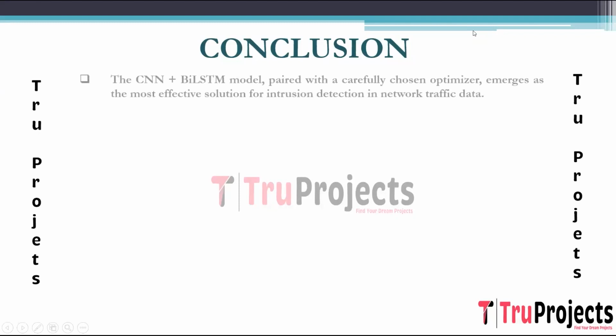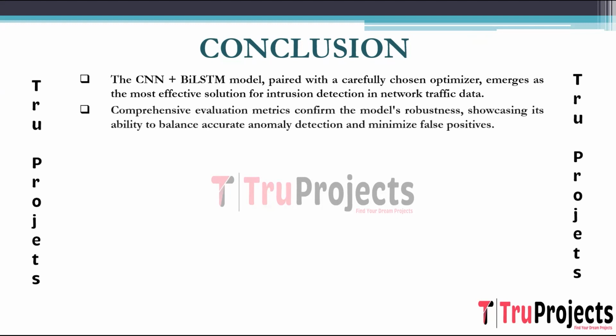Conclusion of the project. The exploration of various neural network architectures and optimization algorithms reveals that the CNN with BiLSTM model coupled with the carefully selected optimizers stands out as the most effective solution for intrusion detection in network traffic data. Comprehensive evaluation metrics, including accuracy, precision, recall, and F1 score, not only validated the robustness of the chosen model but also demonstrated its capability to strike a balance between accurate anomaly detection and minimizing false positives.